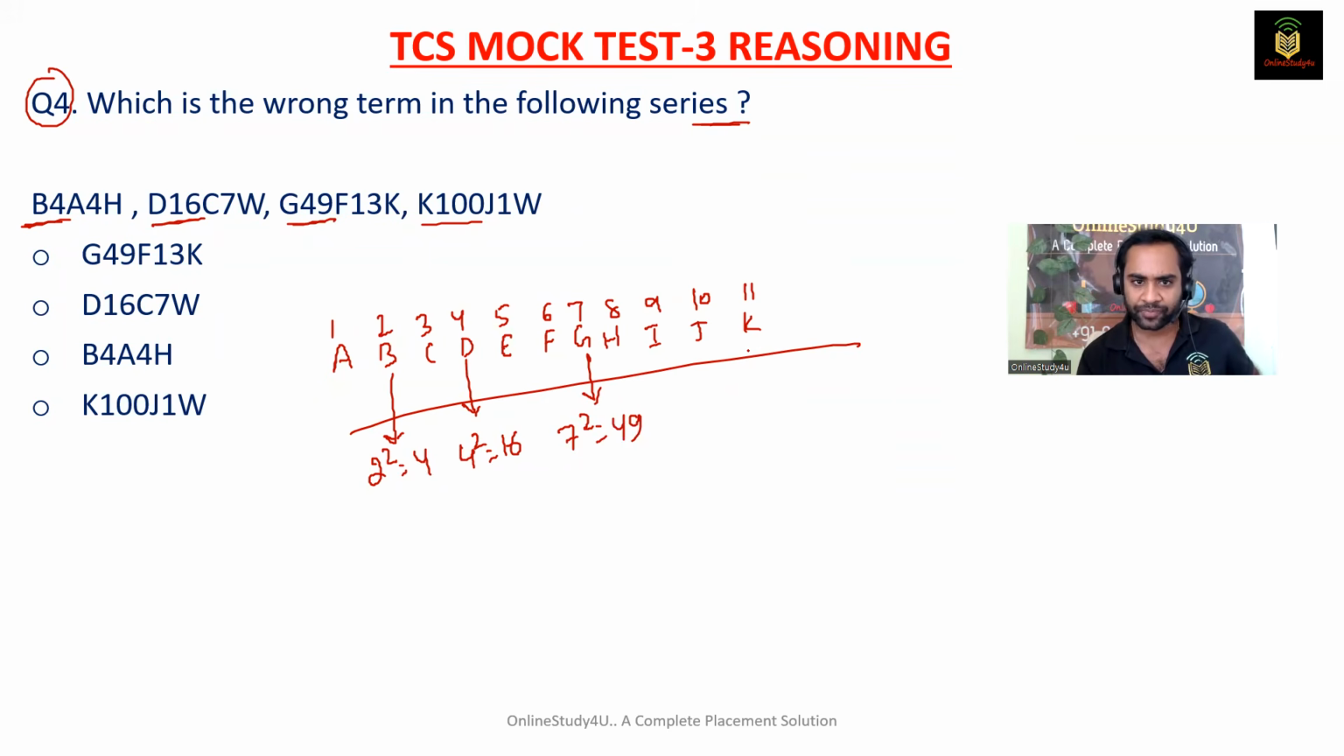And then K. K is 11. 11 square will be 121. But what is written here? 100. That means this is the culprit. This is what you are searching for. Instead of 121, they have given 100. That means this will become your answer. So what is the wrong term in the following series? The wrong term will be this. Now, somebody is asking what is J, what is 1, what is W.